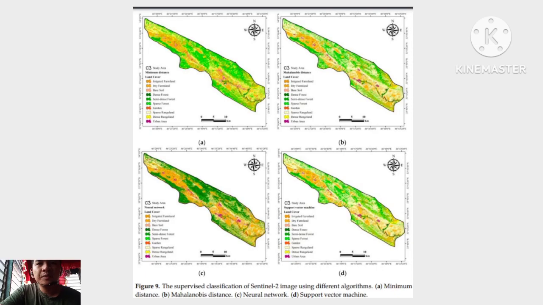Here we have the supervised classification of Sentinel-2 image using the different algorithms. Image A is the minimum distance, image B is the Mahalanobis distance, image C is the neural network, and lastly image D is the support vector machine.